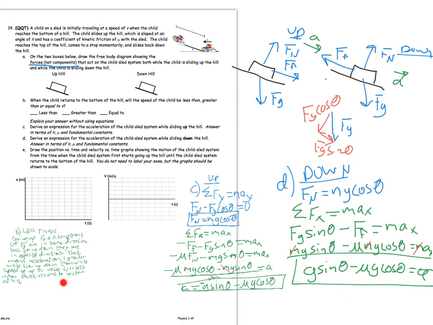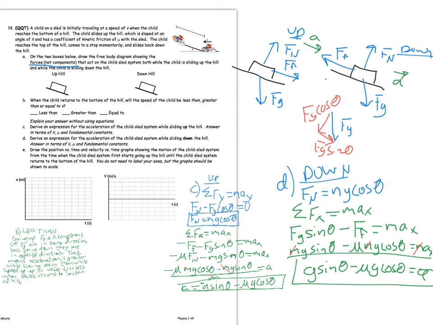I can clearly see that my acceleration here is going to be bigger than my acceleration here, because in this case, both of those terms, g sine theta and mu g cosine theta, are acting together. They have the same sign, and so that's going to add up to a bigger value, or a bigger magnitude, than this acceleration here on the way back down.